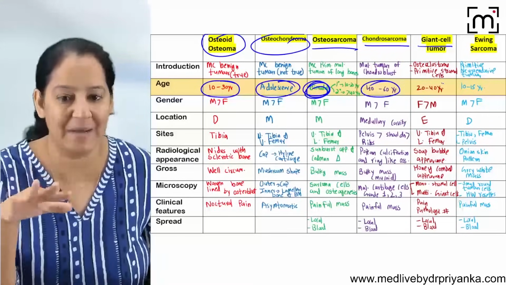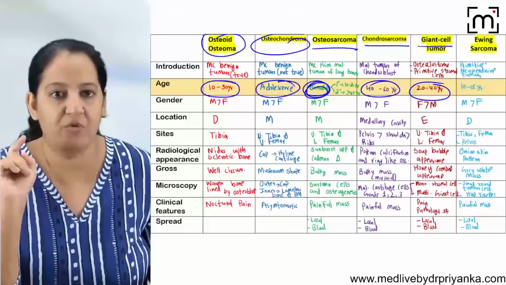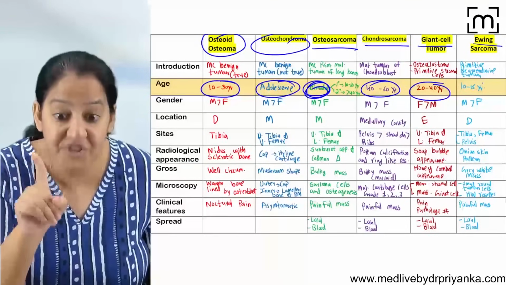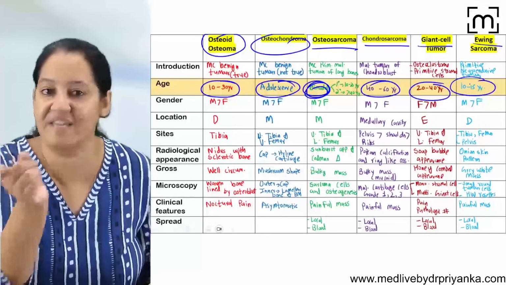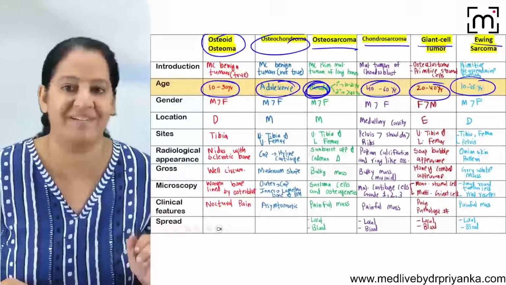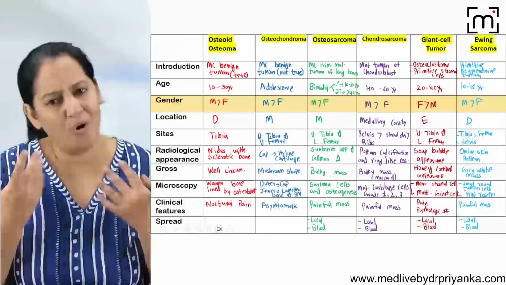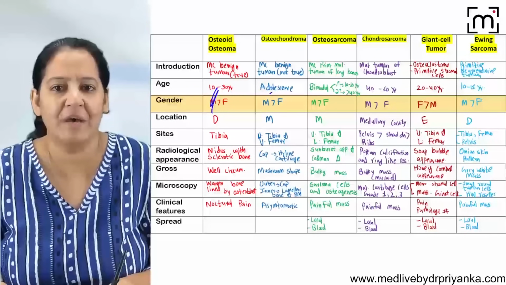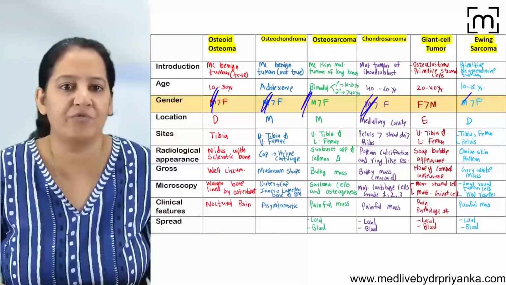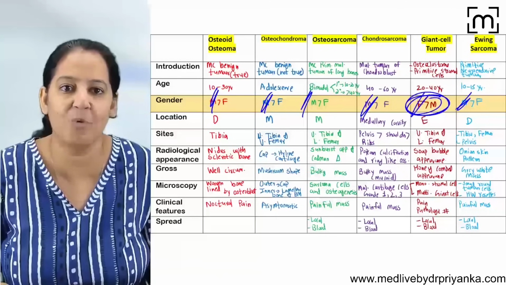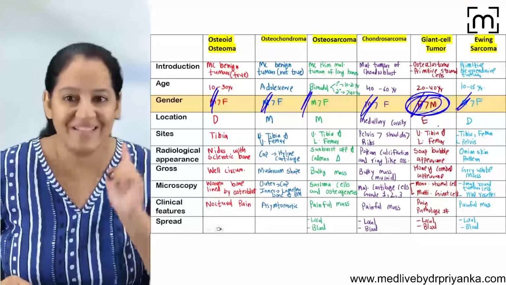Giant cell tumors, again middle age or old age, 20 to 40 years. Ewing sarcoma occurs in children. It's 10 to 15 years of age. See, age is very typical. Appreciate the age. Now see the gender predilection. All of them are more common in male as compared to female, except GCT, which is more common in female as compared to male. See the gender predilection.